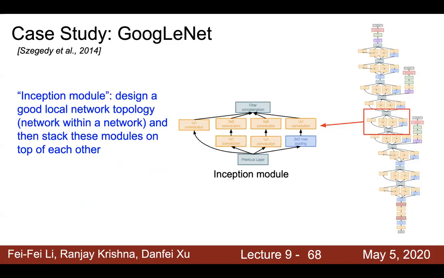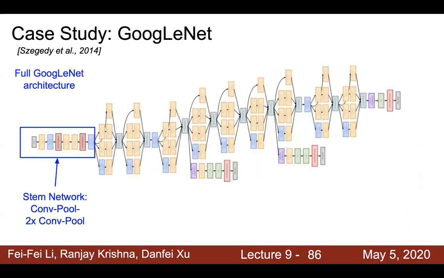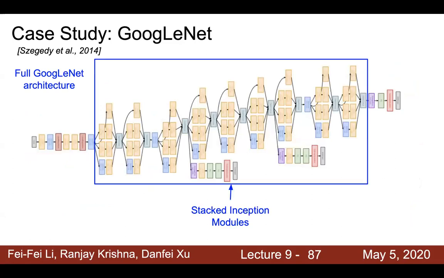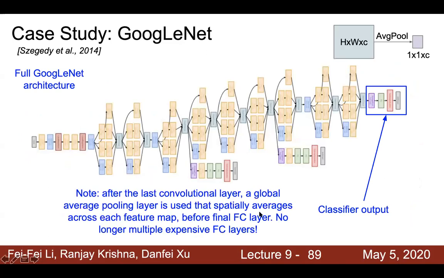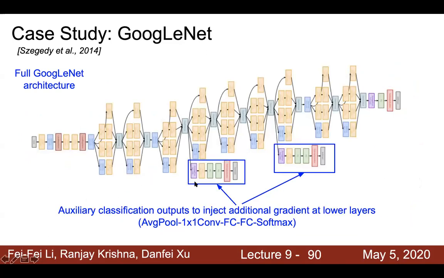I've already covered this, so I'm just going to skip this. This is a stack of Inception modules, and here there are auxiliary losses from time to time. Here's the output module: a global average pooling followed by a logit layer. There's the same thing here as well from time to time in the intermediate layers, just to help the model learn better.